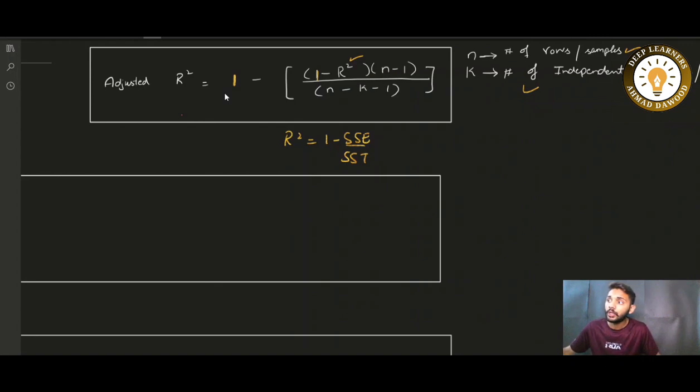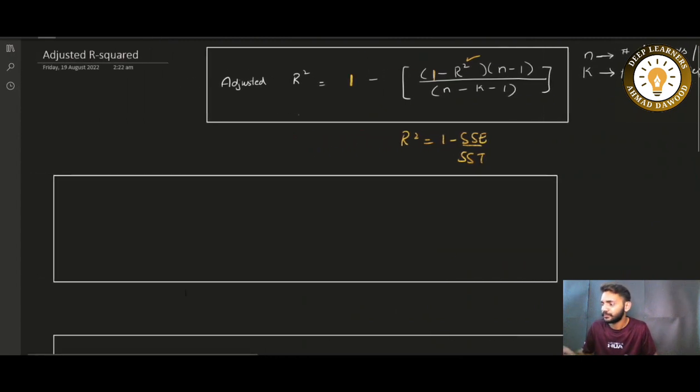So this formula will cater to the fact that if your number of features is increasing and the newly added features are irrelevant, then the adjusted R square will decrease, and if they are relevant, it will increase. I will show you how this works using this formula.